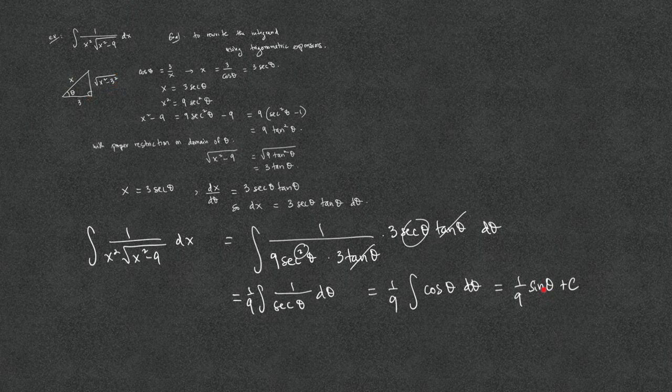Again, this is not the final answer. We still have to rewrite this expression in terms of x. Using the right triangle, sine of theta is opposite over hypotenuse, and so the answer is 1 over 9 times the square root of x squared minus 9 over x, plus c.